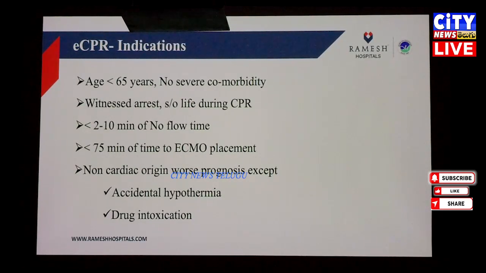Now, what are the indications? This is very important because the patient's age should be less than 65 years with no pre-existing severe comorbidities. It should be a witnessed arrest. So the best scenario is an in-hospital cardiac arrest, and when you're giving CPR, the patient shows signs of life. Signs of life meaning responding to command, pulse comes back, patient starts breathing. So those are signs of life.